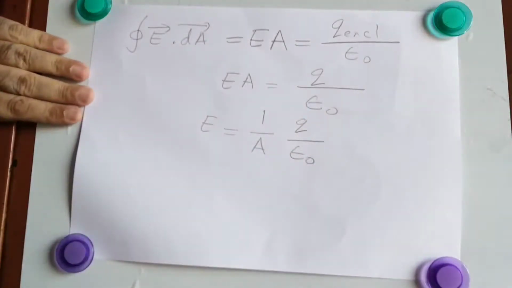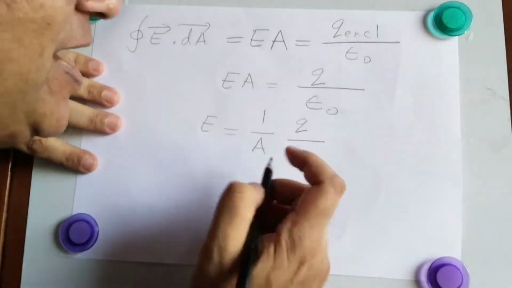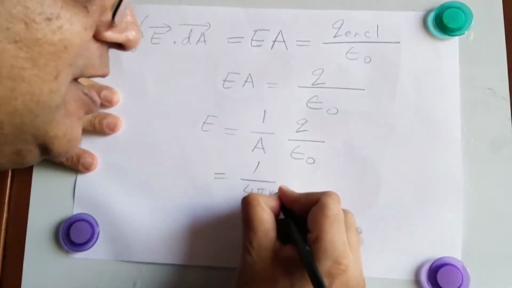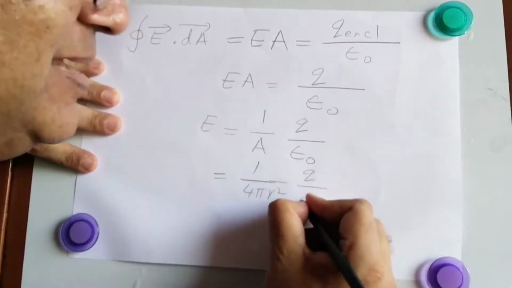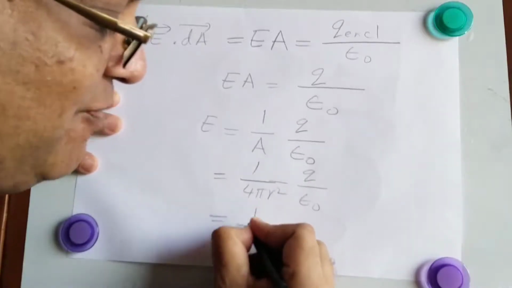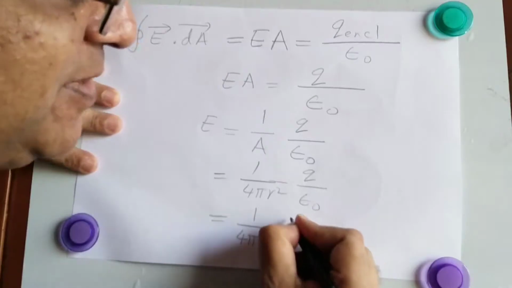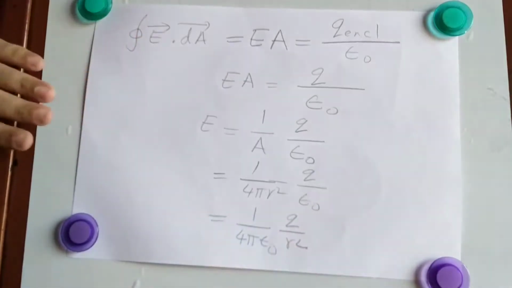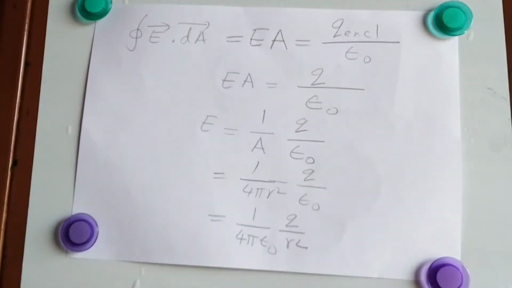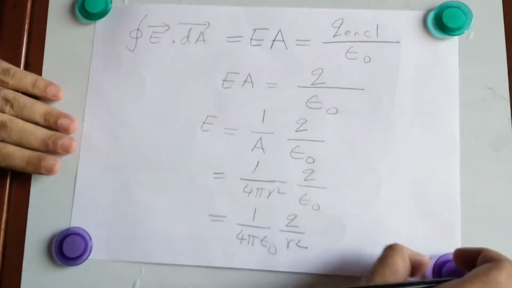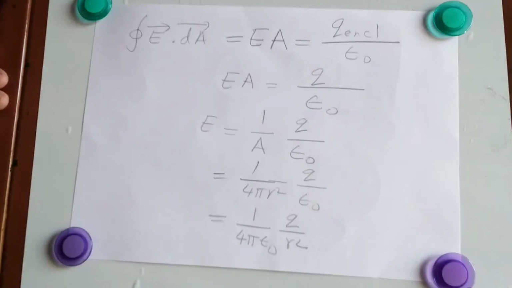Since the surface is spherical, area is 4 pi r square. So E is 1 by 4 pi r square, q by epsilon naught. And that is same as what we have derived from Coulomb's law, 1 by 4 pi epsilon naught q by r square. Therefore, Gauss law can be derived from Coulomb's law, and Coulomb's law can be derived from Gauss law. But Gauss law uses symmetry, and that makes life simple.